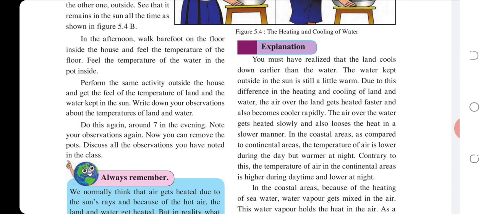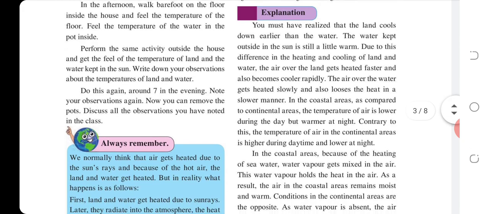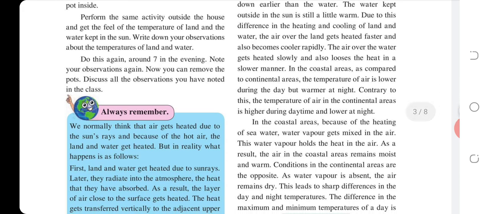In the coastal area as compared to the continental area, the temperature of air is lower during the day but warmer at night. Contrary to this, the temperature of air in the continental area is higher during daytime and lower at night. In the coastal area, because of heating of sea water, water vapor gets mixed in the air. This water vapor holds the heat in the air. As a result, the air in the coastal area remains moist and warm.